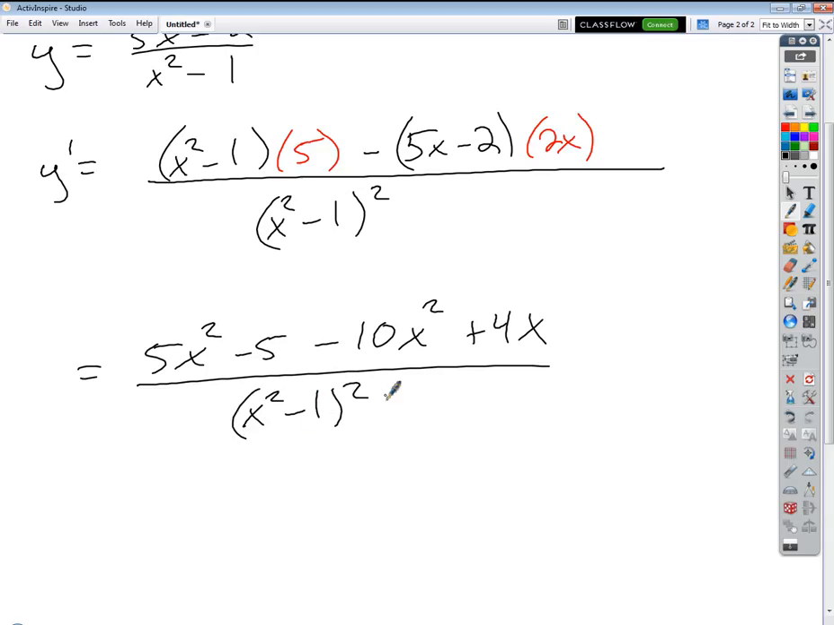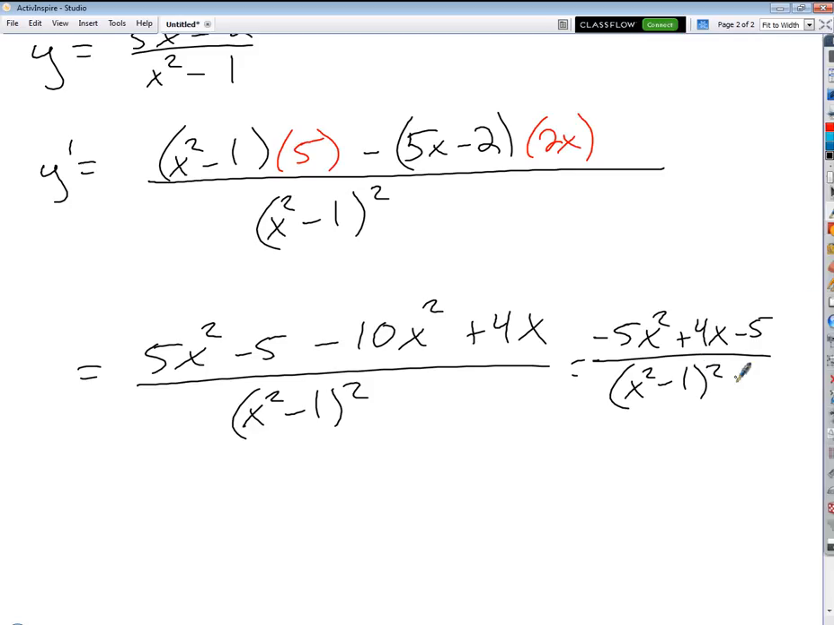So how many x squares do we get? Minus 5? Yep. Minus 5x squared plus 4x minus 5, I mean, 3, all over x to the 4th. Very good. 2x. Okay. Plus 4.